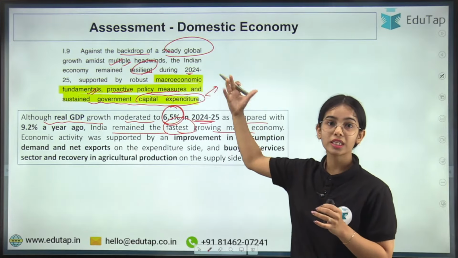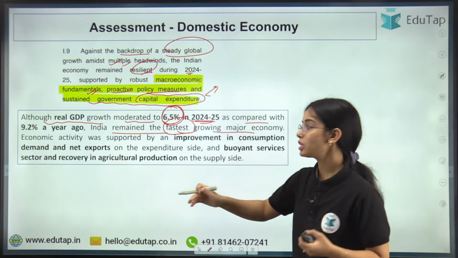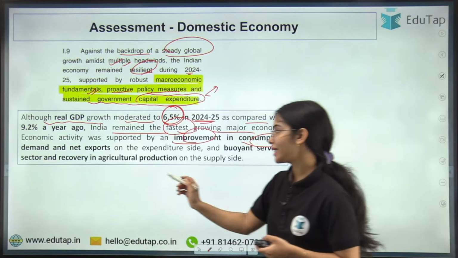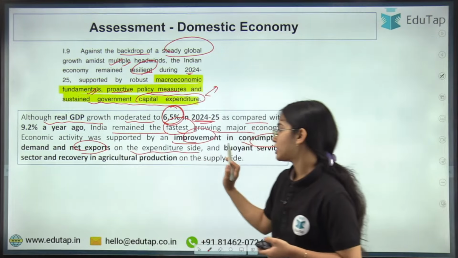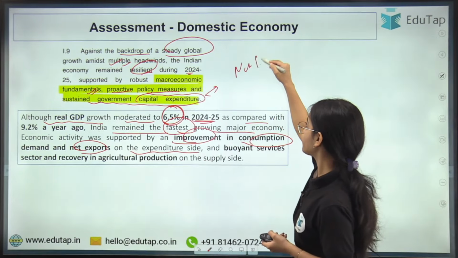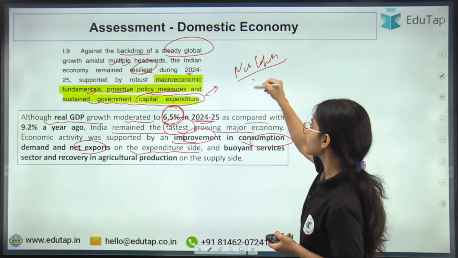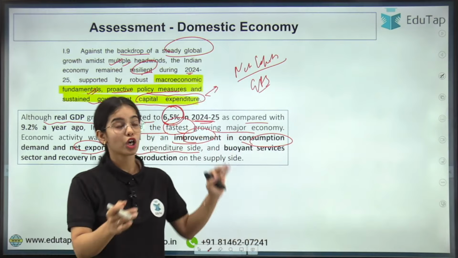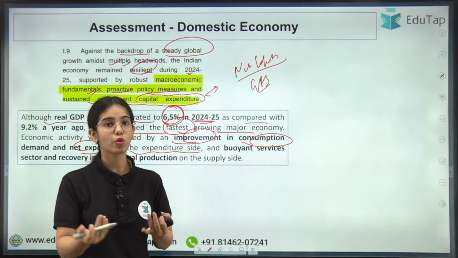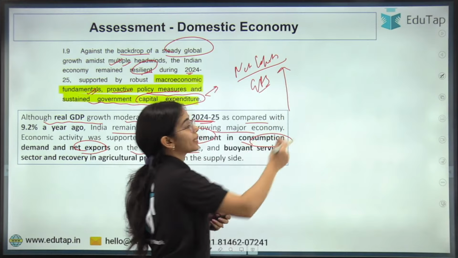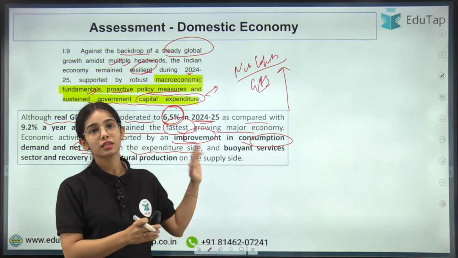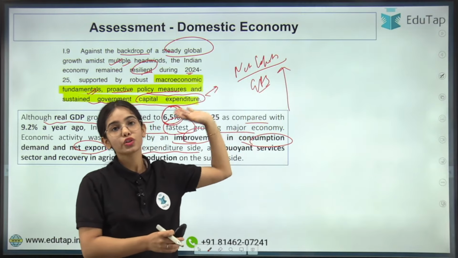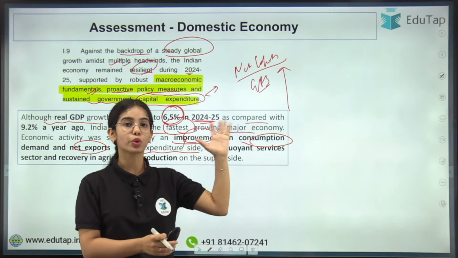And this growth that we have achieved of 6.5% was because of the improvement in consumption demand and net exports on the expenditure side. Now, the exports consist of goods and services. In our country, the service exports were quite high, and if the service exports and the consumption demand are quite high, that helped in the growth of the country.